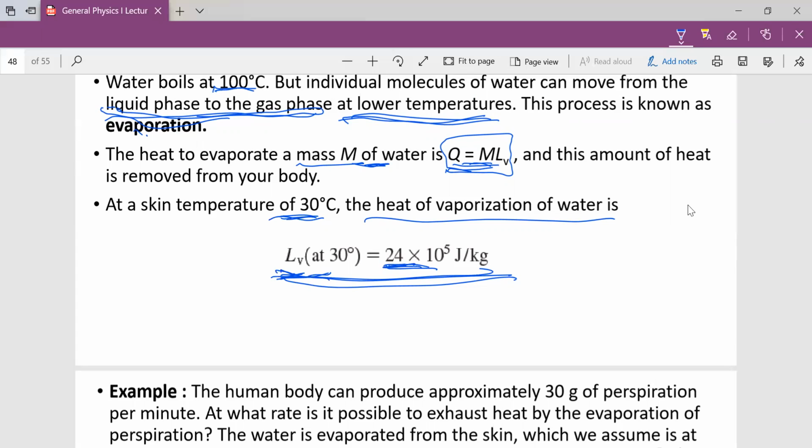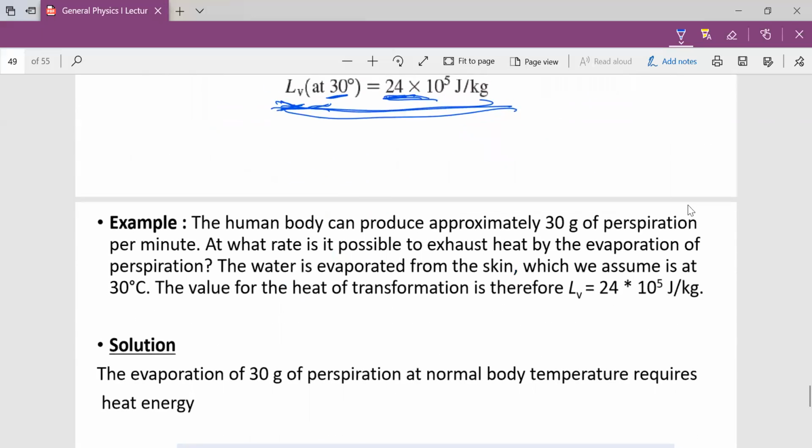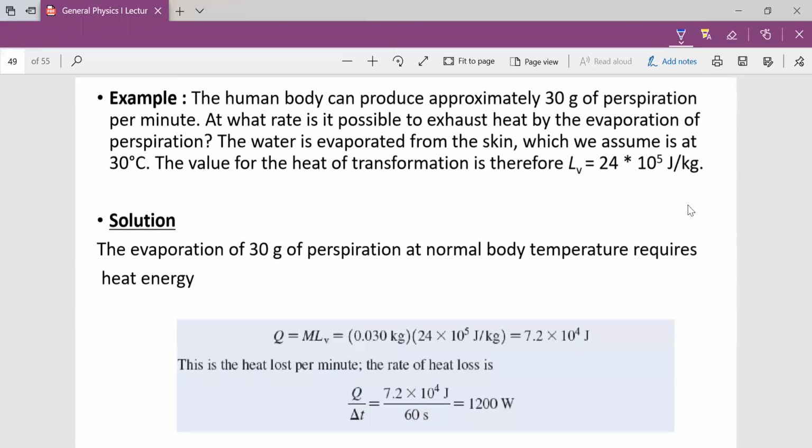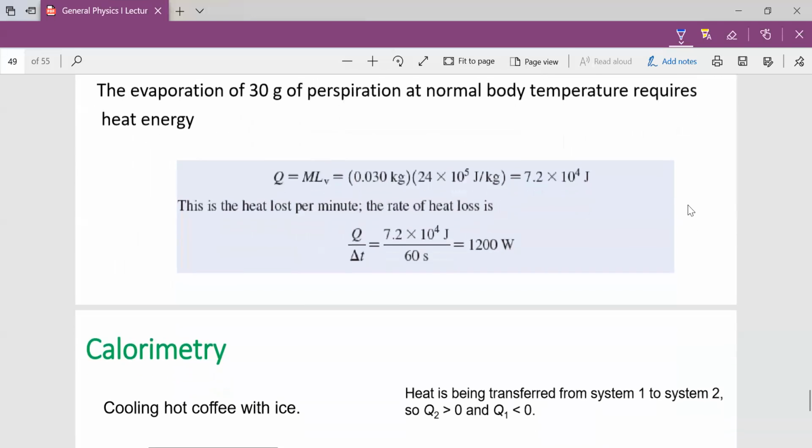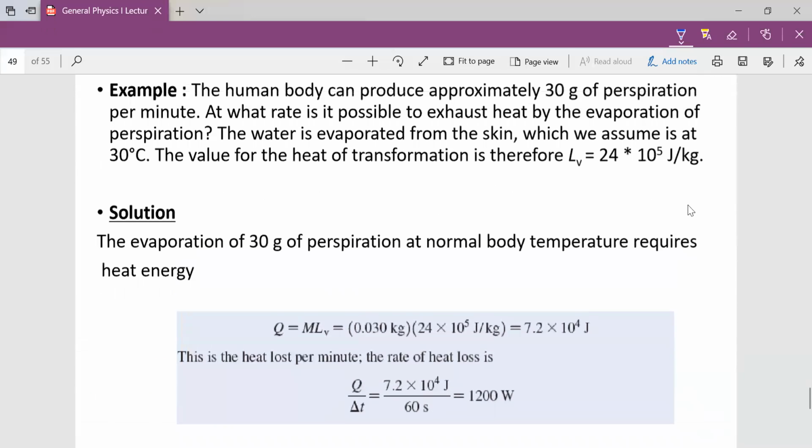Specific heat at this is 24 times 10 raised to the power 5 joules per kilojoules. Okay, so let's see that in a quick example. Then we'll look at the very last one.